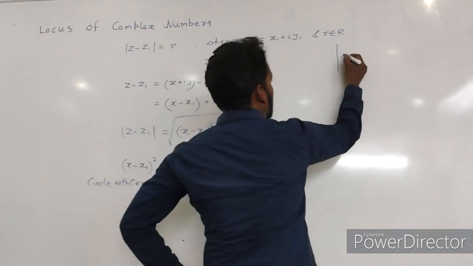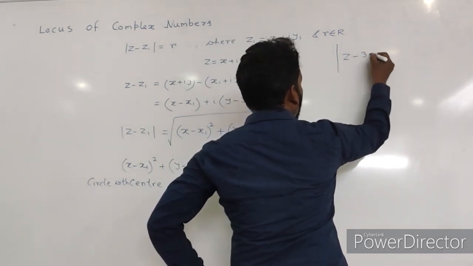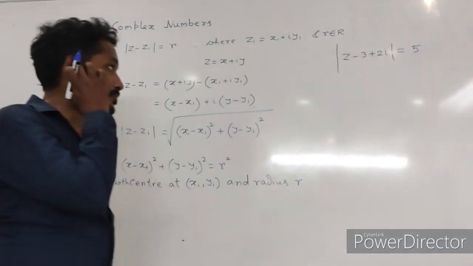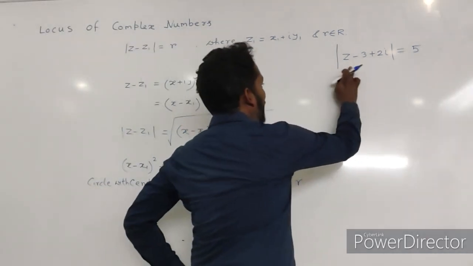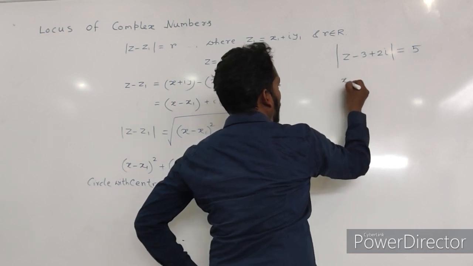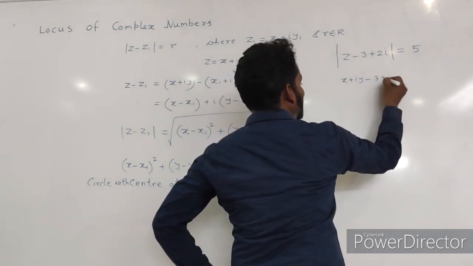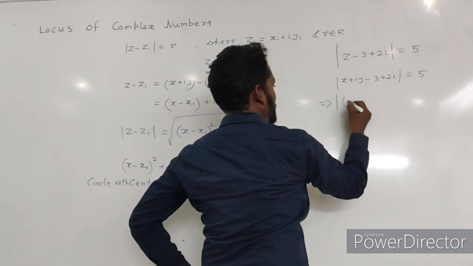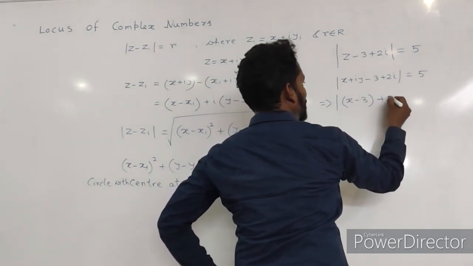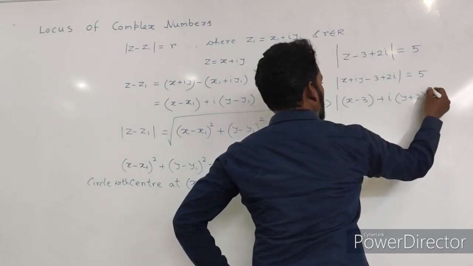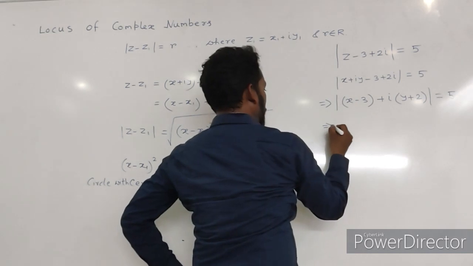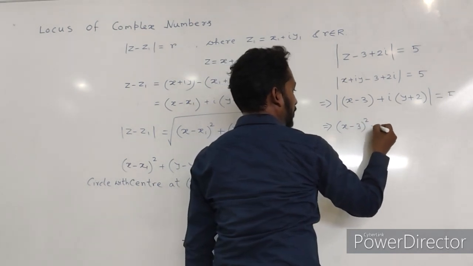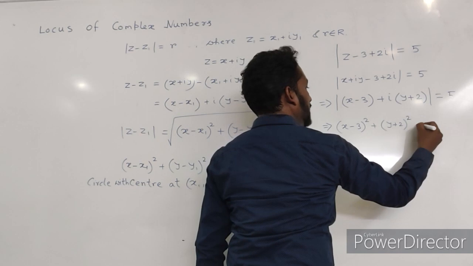For example, let me start. If I want to draw the graph of this, then what you have, we can write this as, so which gives you, just compare with the previous form, this gives you x minus 3 whole square plus y plus 2 whole square is equal to 5 square.